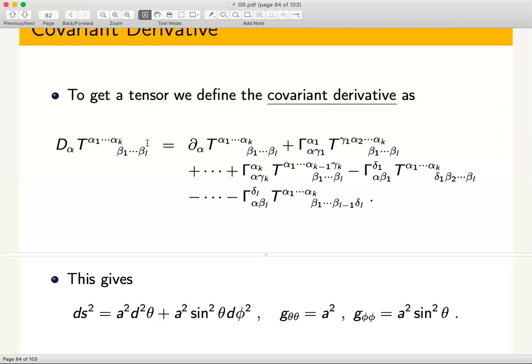And if the tensor has covariant indices, then it would replace the covariant indices with a minus sign. So it is minus gamma; it will replace beta 1 by delta 1, beta 2 by delta 2, dot dot dot, all the way up to beta L replaced by delta L. Okay, so this is a general definition.